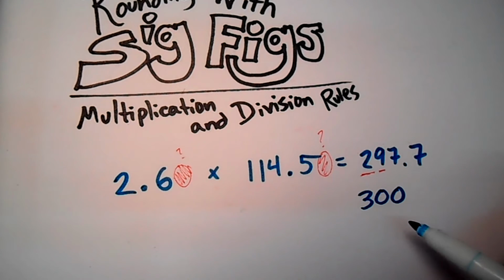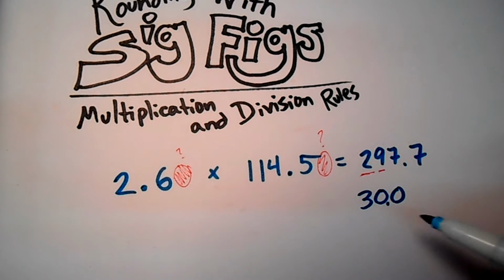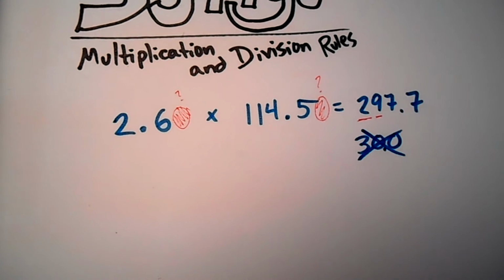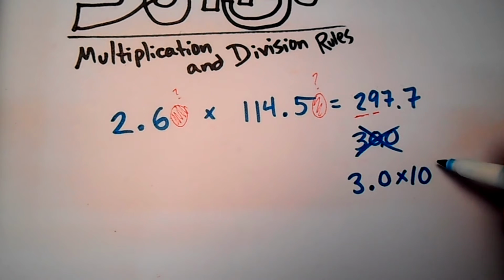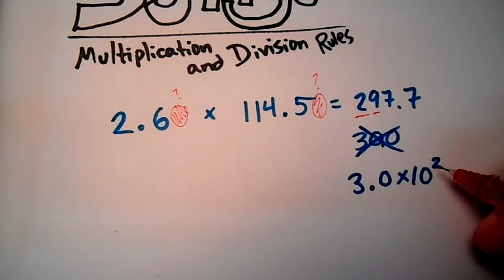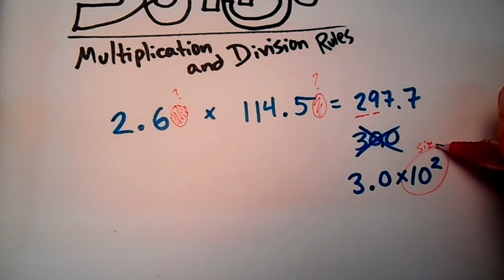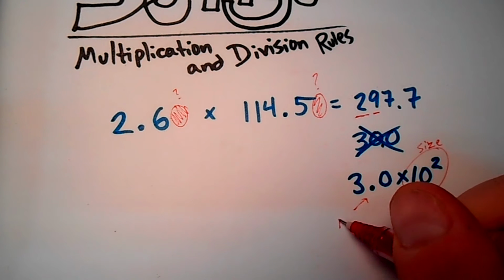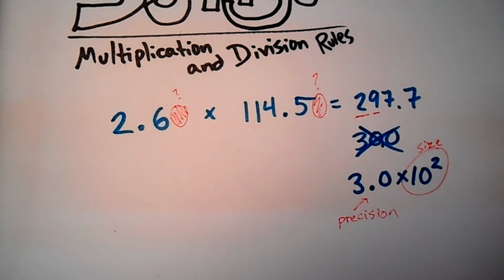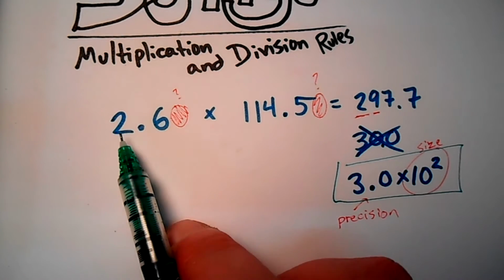This was covered in a previous video. There's only one way to really do this. I can't put a decimal here because then I'd have 30 instead of 300, so that's not the way to go. What do we have to do? We've got to use scientific notation. I'm going to have to call this 3.0 times 10 to the second power. The times 10 to the second is just the size. These are just the zeros showing you how big it is. But this 3.0 is letting you know the precision. So there's my answer, rounded with the correct number of sig figs: 2 sig figs, because in my data, the least number of sig figs was this 2.6.